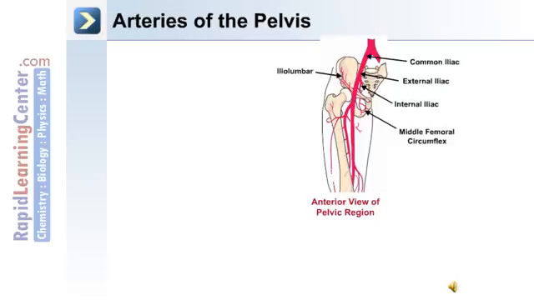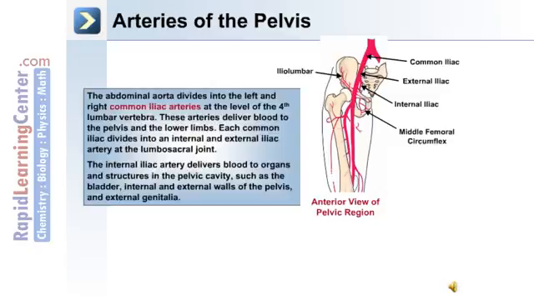The arteries of the pelvis. Blood is brought into the pelvic region through the common iliac artery, which then divides into an internal and external iliac. From this are the iliolumbar and the middle femoral circumflex arteries. The abdominal aorta divides into the left and right common iliac arteries at the level of the 4th lumbar vertebra. These arteries deliver blood to the pelvis and the lower limbs.